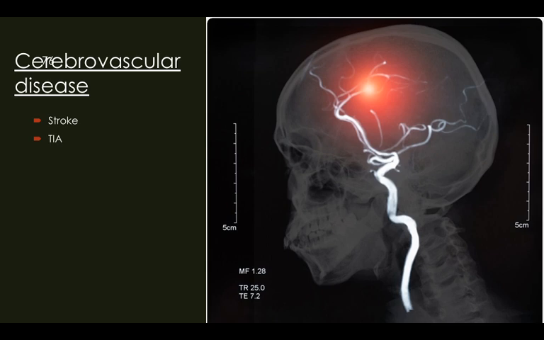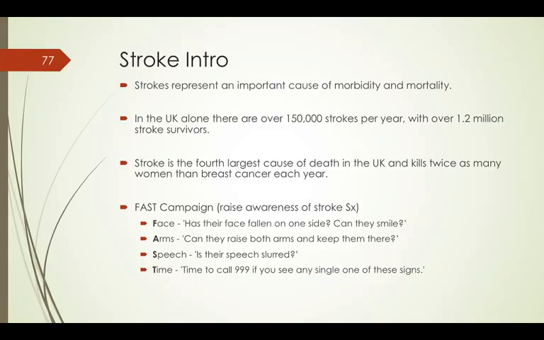So as I said, final topic now, strokes and TIAs. A brief introduction to stroke. It's a very important cause of morbidity and mortality, with a high number of UK patients suffering strokes every year. A UK-wide public health awareness campaign was FAST. This is quite a good way of thinking about some of the symptoms of stroke: face, arms, speech, and time, which I'm sure you've all heard of.